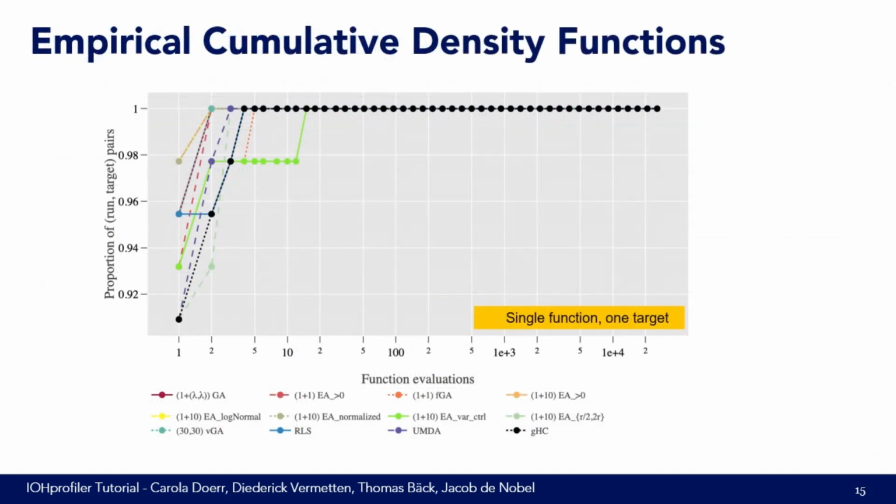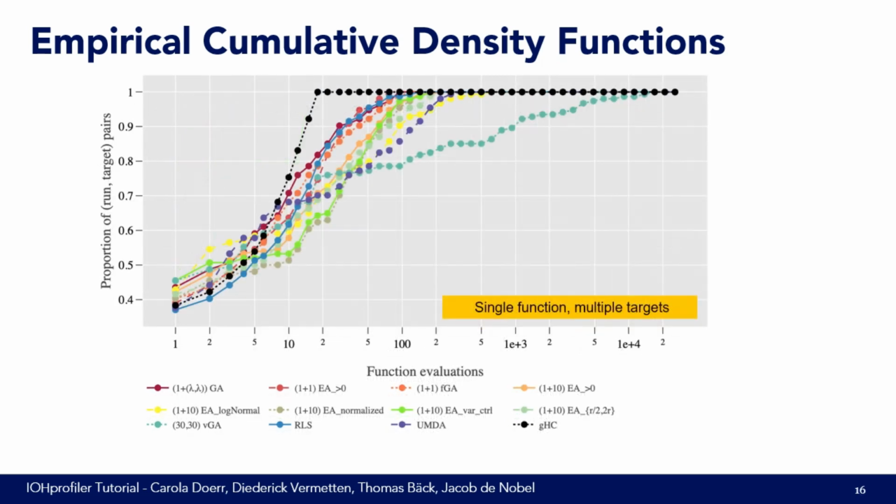Go to cumulative density functions, so we can specify, for example, a single target, and we want to know how many of our runs reach this target in a certain number of function evaluations. That gives us a plot like this that says that, well, for the target we have chosen, 93% of the runs reached it in one evaluation of this green algorithm. But of course, since this is a proportion, we can do this for multiple targets as well. That becomes something that looks a bit like this.